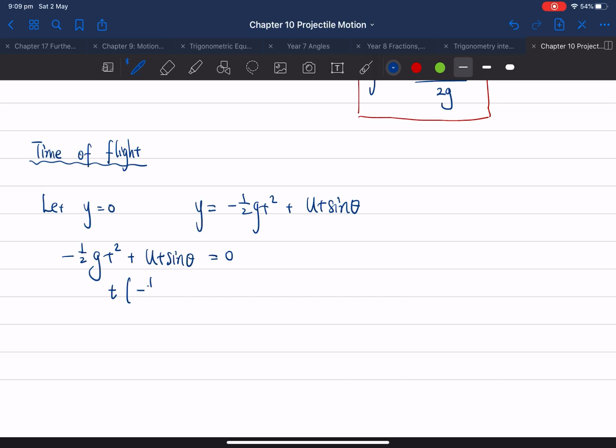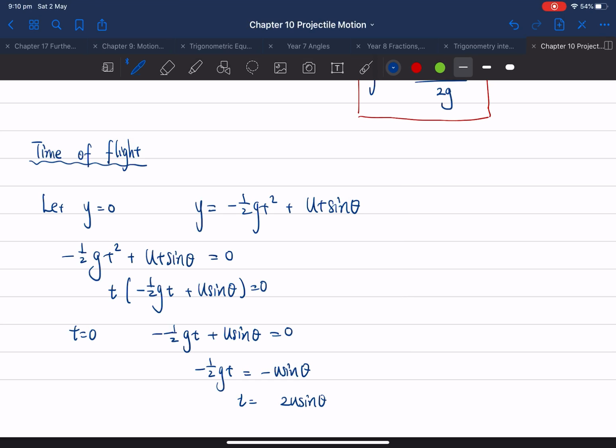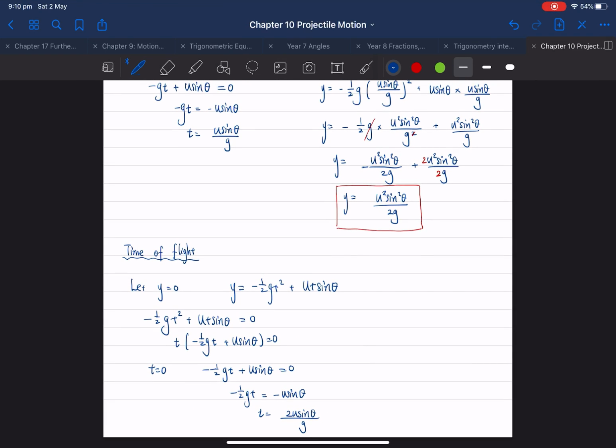So take the t outside, like factorize it. So t equals 0 for the first one, and the next one is that factor equals 0. So -1/2 gt is minus u sin theta, so t is equal to 2u sin theta over g. Very interesting. That's the time of flight. That's how long it takes for the particle to reach the ground again. Obviously, the first answer here is when t equals 0.